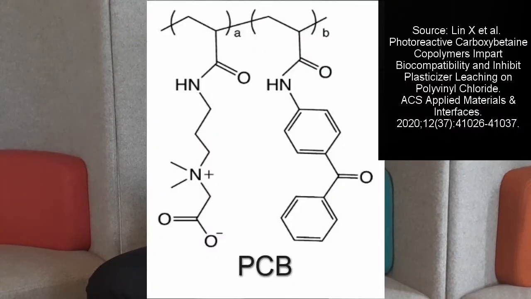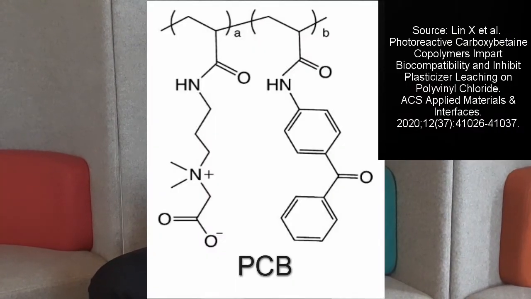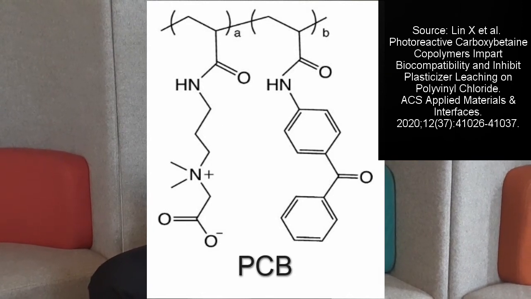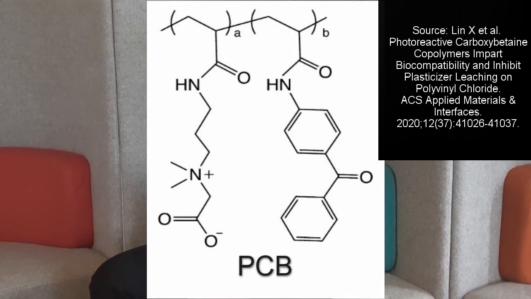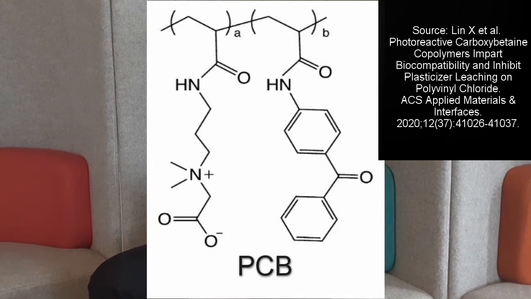Alternatively, there's research currently going on about coating materials which surround a PVC component and prevent plasticizer from diffusing out into the environment, though this is less applicable for children's toys and more useful in, for example, medical PVC tubing. Here's an example of such a coating. This compound is called PCB. PCB is a zwitterion. That means it exists with both a formal positive charge and a formal negative charge at the same time. And it's also a polymer.